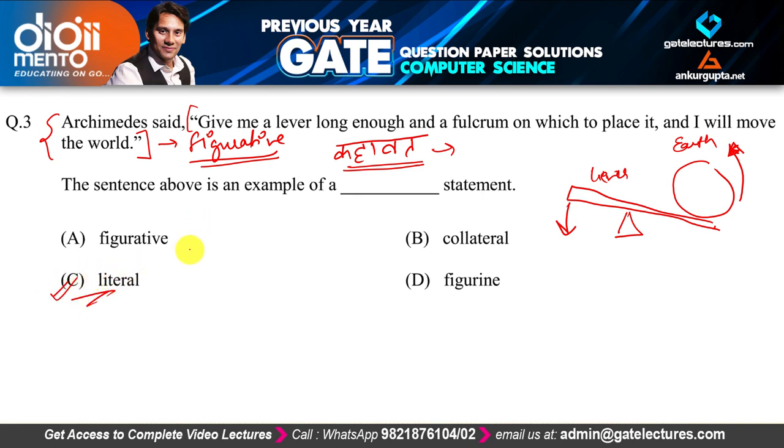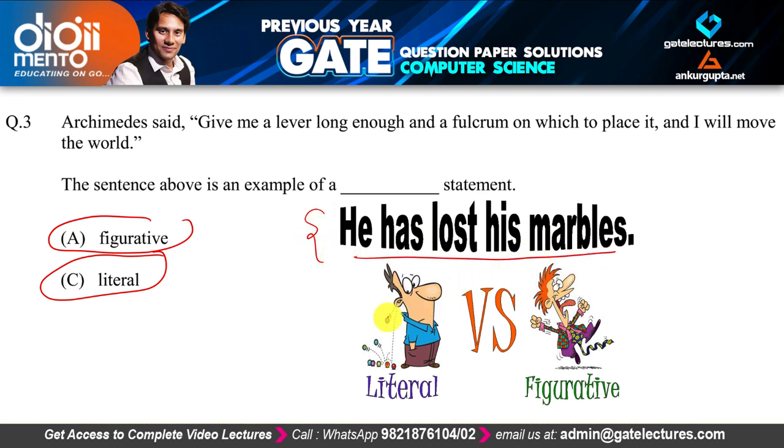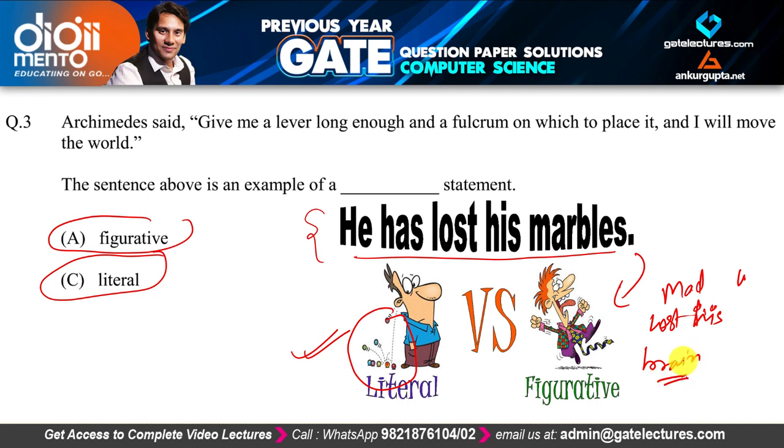But still let us look at the difference between the two of them. The first is the difference between figurative and literal. For example, if a person says he has lost his marbles, if you take the literal meaning, he is having marbles, then he has lost them. But if you take the figurative meaning of this, that means the person got mad. So it is representing that the person is mad, or he's lost his brain, or something that represents that he's mad.